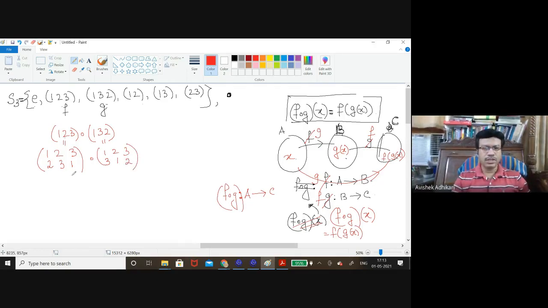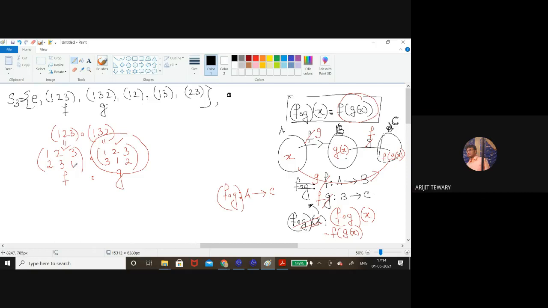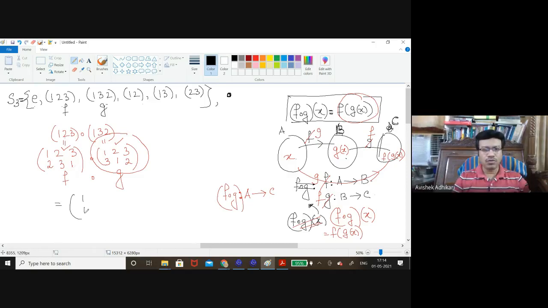Okay. So this is your F and this is your G, and you want to evaluate on 1, 2, 3. Tell me which part should I operate first? From here I start, or from here? From G first. Yes, that means from this permutation I should take the initiative. So here 1 goes to 3, and then I apply F, and here I see that 3 goes to 1, right? So ultimately 1 goes to 1.